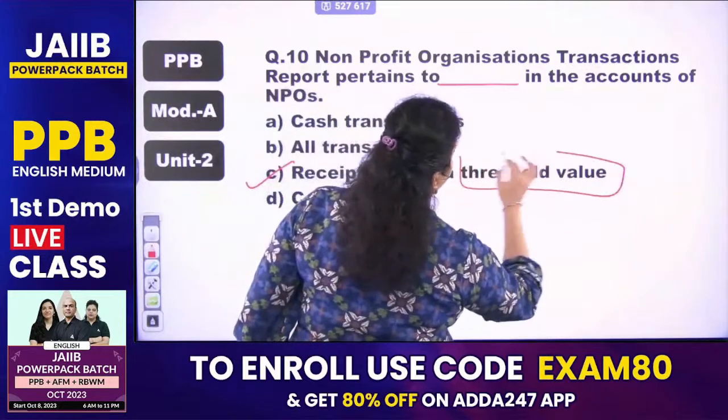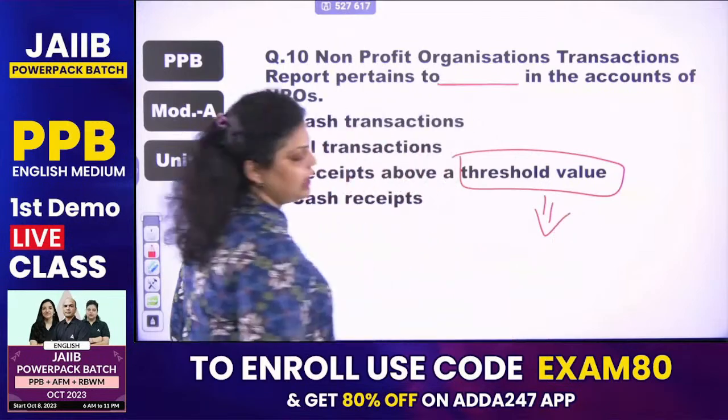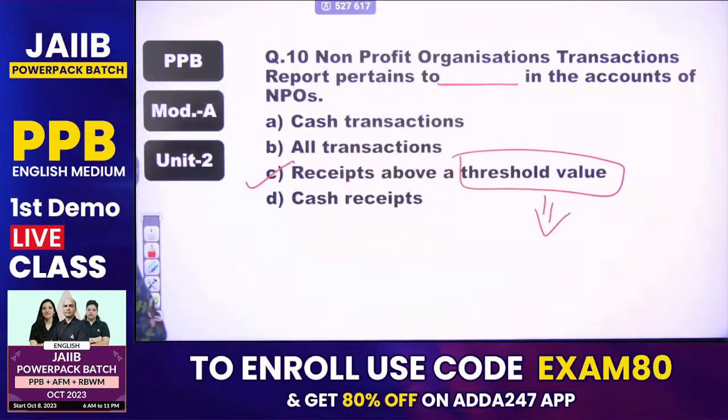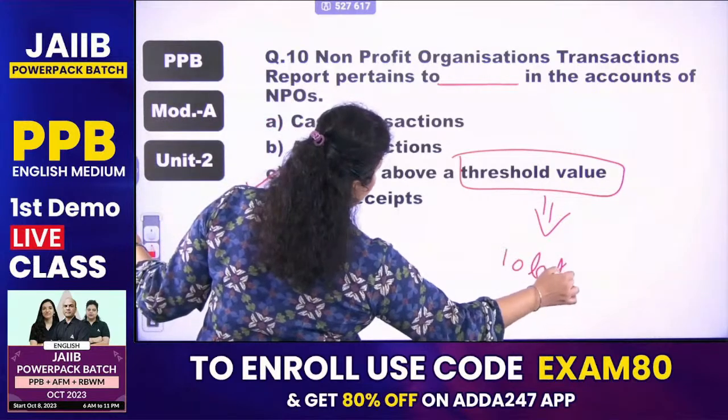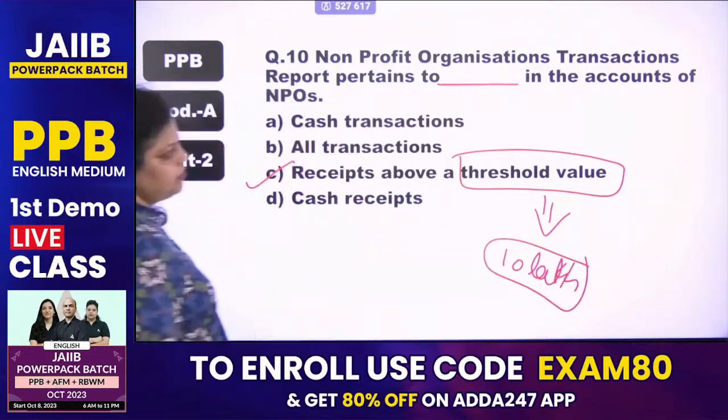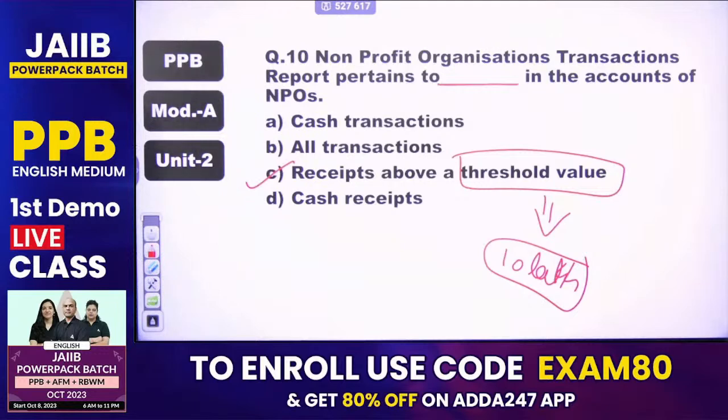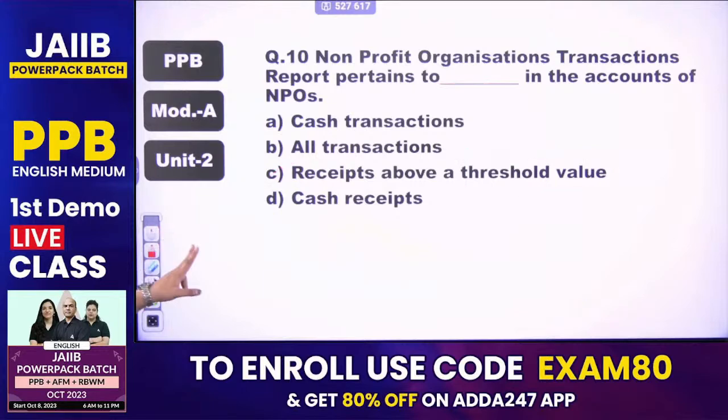Now, what is the threshold value? In case of the NPO transaction report, in case of your NTR, what is the value? Very good. We have discussed 10 lakh or more or equivalent. If a transaction above that happens, you simply have to report it. So the right answer will be your C option.